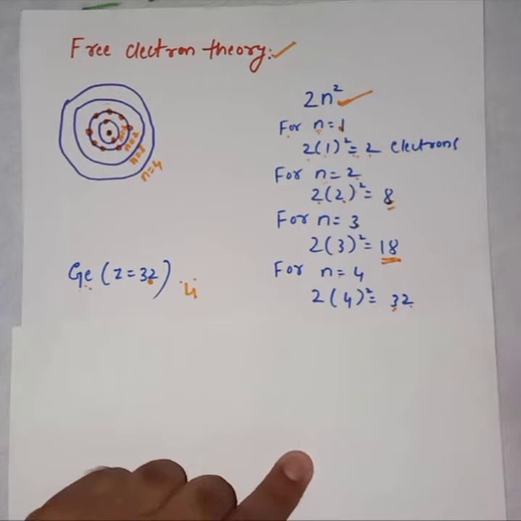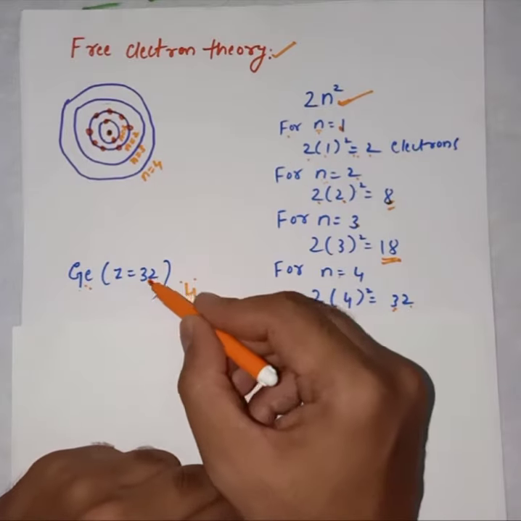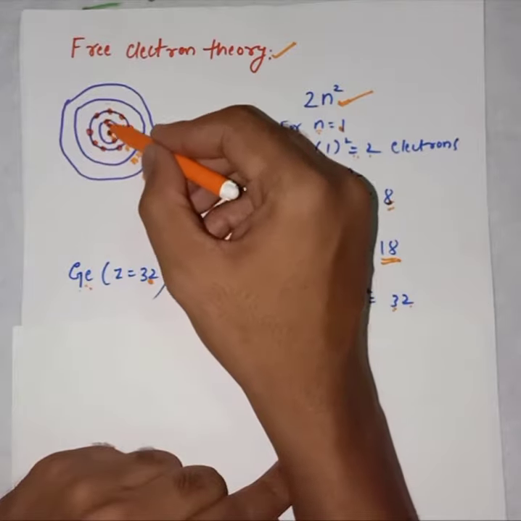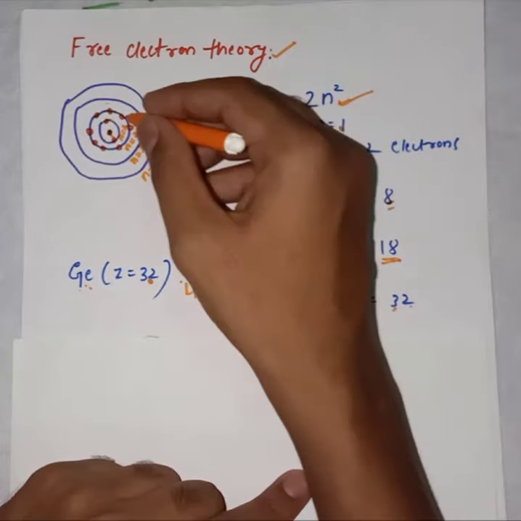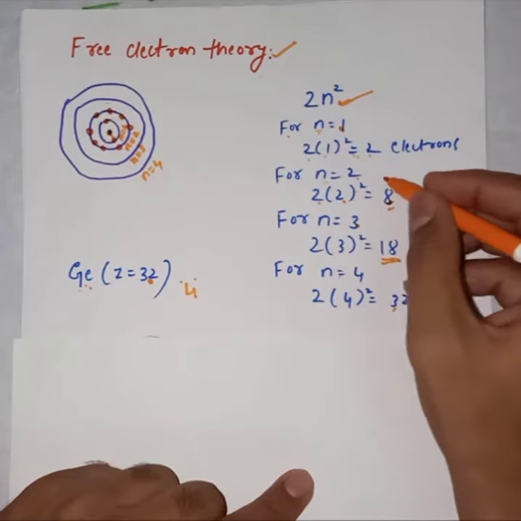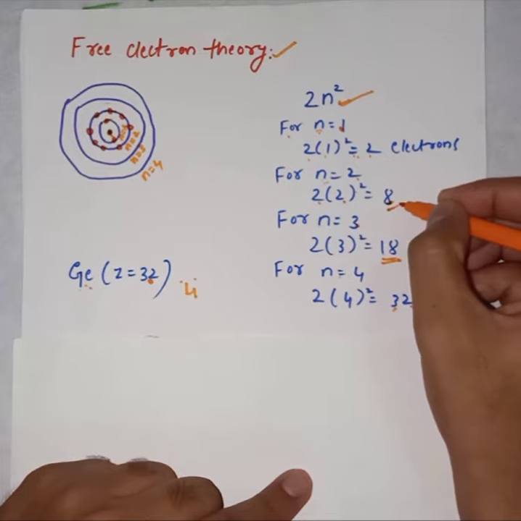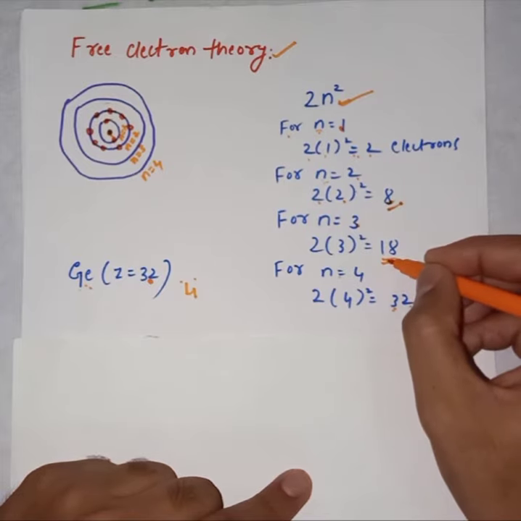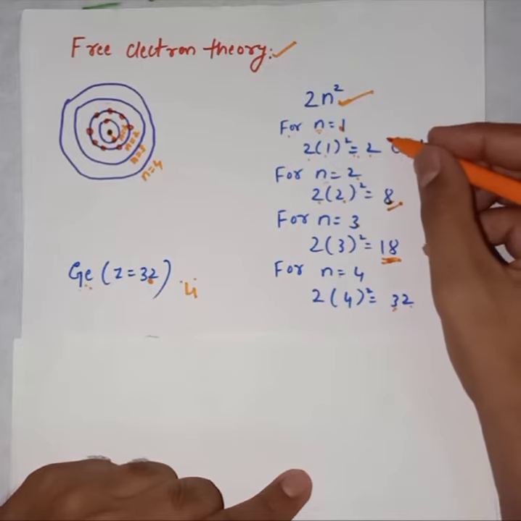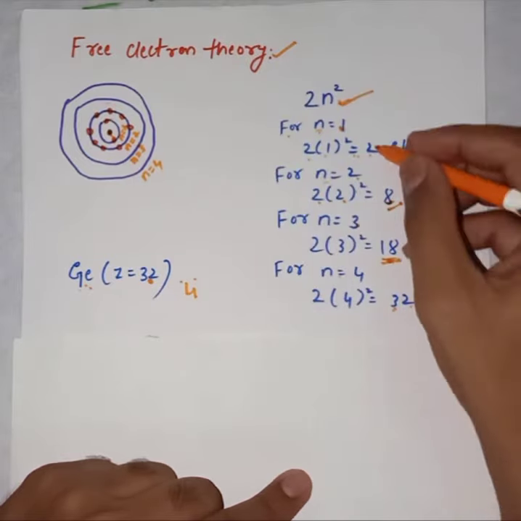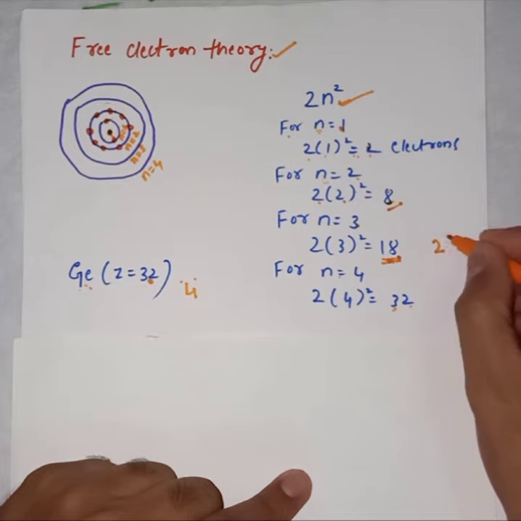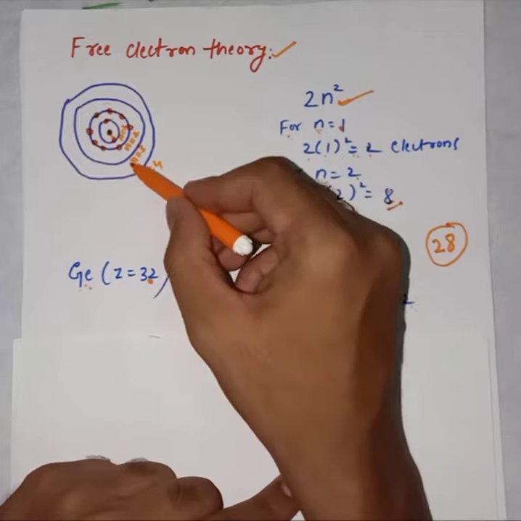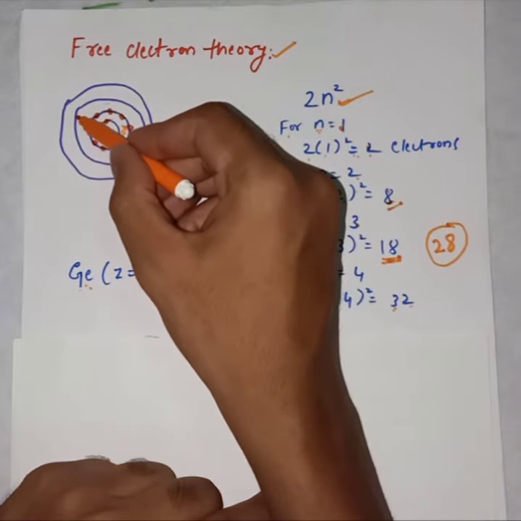So maximum 32. Okay, now germanium has 32 electrons. In the first orbit, 2 electrons can fill. Right? Out of 32, 2 can fill here. And next, in the second orbit, 8 more can fill. And in the next orbit, 18 more can fill. So how many are already filled till here? 2 plus 8 plus 18 is equal to 28. So 28 electrons can fill till the orbit 3, till here.